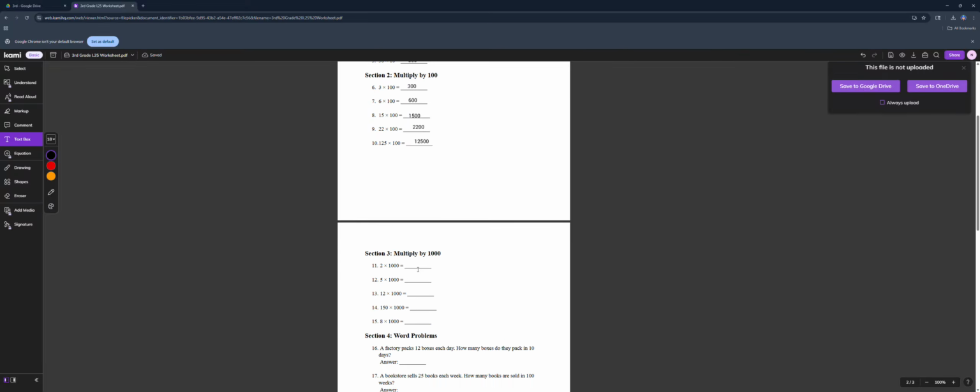In section 3, we have multiply by 1,000. And for this, you're doing the same thing as the previous 2 sections, but instead of putting 1 or 2 zeros in front, now you're putting 3 zeros in front. So you have number 11 here, 2 times 1,000. You have 2, and then just put 3 zeros in front of it because you're multiplying by 1,000 to get 2,000. Number 12, we have 5 times 1,000, same thing. You have 5, put 3 zeros in front of it, and then you get 5,000.